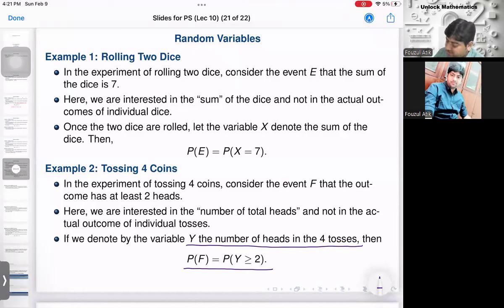Similarly, suppose G is the event that the number of heads is 3 in this experiment. Then P of G is what? With this variable, we can certainly write it as P of Y equal to 3. Correct? Okay, let us discuss another experiment.